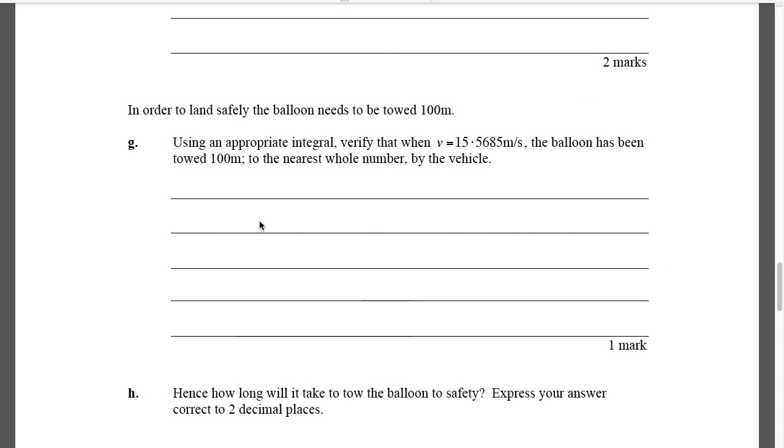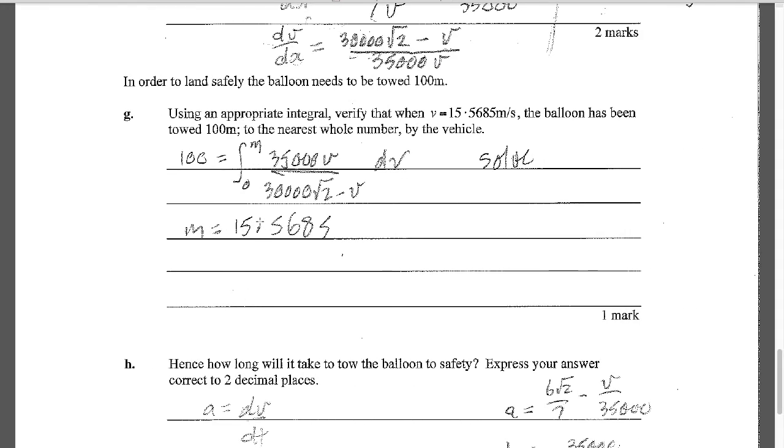Part G, what we're doing is using the integral that we found in the previous question, and we're just solving for v such that x is equal to 100. So it's just a 1 mark question. We put it into our calculator and solve, and getting that right answer there to match the verify question gives us confidence that we got the previous question right.